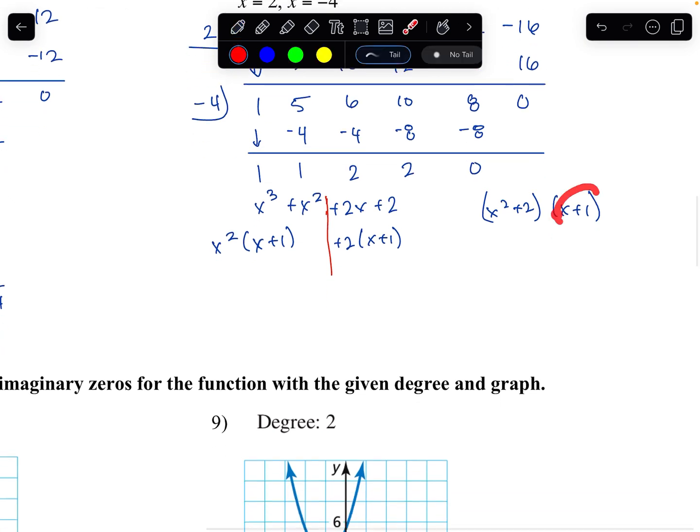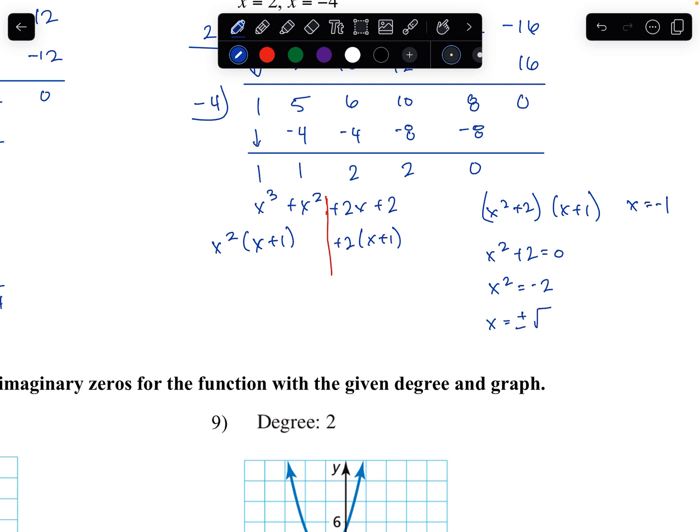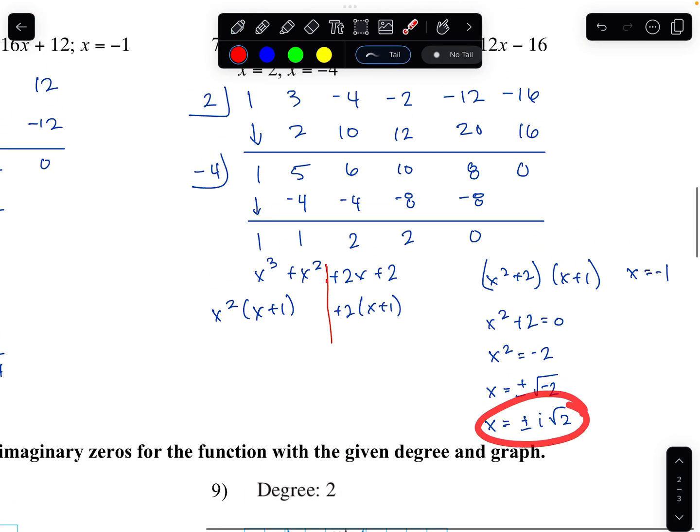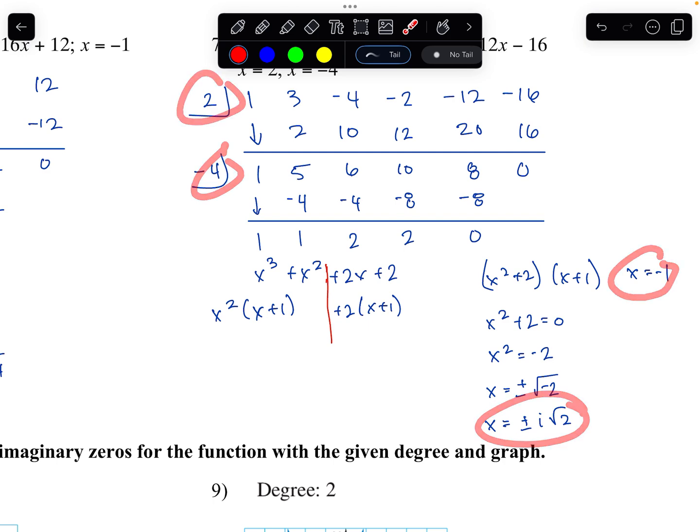And so this is going to give me a solution of x equals negative 1. This right here, I'm going to set equal to 0 and solve. So I'm going to subtract 2, so x squared is going to be equal to negative 2. Take the square root, so x is going to be equal to plus or minus the square root of negative 2. I can't take the square root of negative 2, but I can take the square root of negative 1 by using i, and x is going to be equal to plus or minus i square root of 2. So there's the last 2 right there. There's the third, fourth, and fifth.